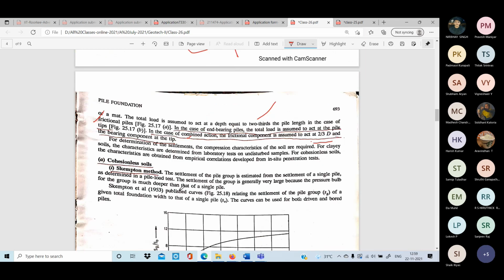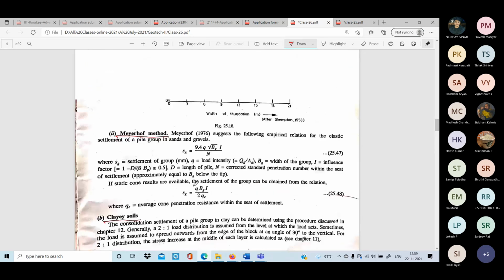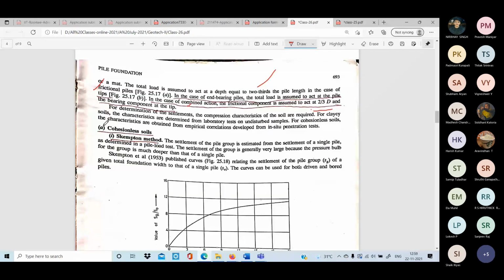How to measure settlement? There are graphs given by Meyerhof and many other things. So quickly I will tell you these formulas. For the determination of settlement, the compression characteristics of the soil are required. For a clay soil, the characteristics are determined from laboratory tests on undisturbed samples. For cohesionless soil, the characteristics are obtained from empirical correlations developed by using in situ penetration tests, that means by using the N value.